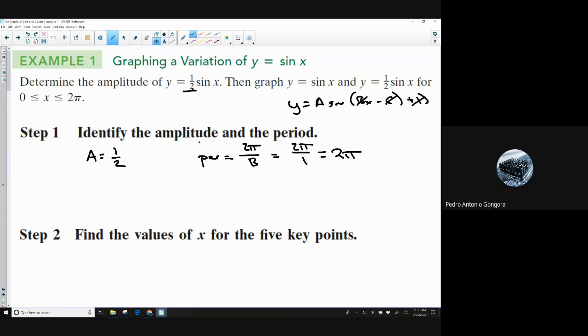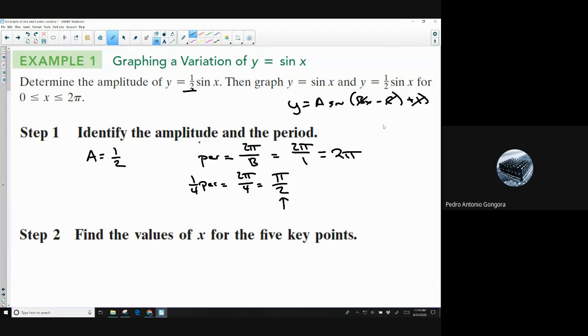Okay? Then, once I find the period, the next thing I need to do is find the quarter period. The way you find a quarter of a period is you take the period and you divide it by 4. You take a quarter of it. So we take 2 pi over 4, which is pi over 2. So that tells me something. That tells me that my function starts somewhere and every single key point is going to be pi over 2 away from the previous one.